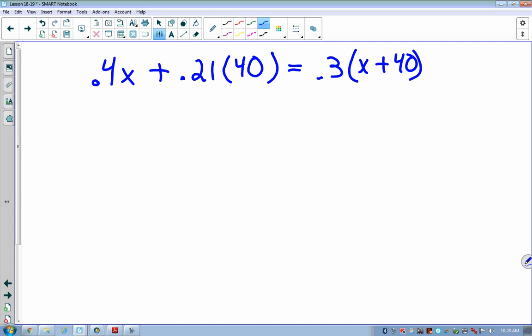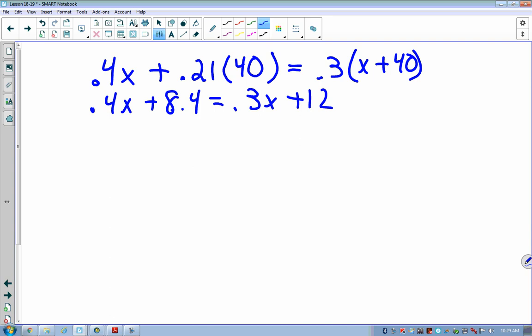If I can set this up, you should have no problem solving for x. We multiply the 0.21 into 40, and 0.21 times 40 should be 8.4. So we have 0.4x plus 8.4. Then what do I do with the 0.3 on the right? Distribute it. I get 0.3x plus 12, sorry, 12.